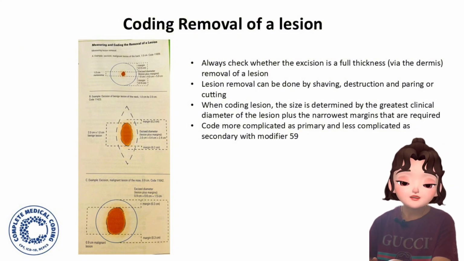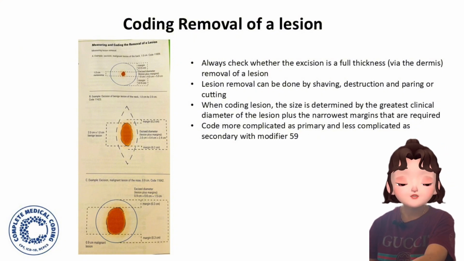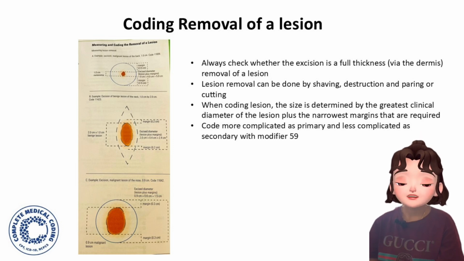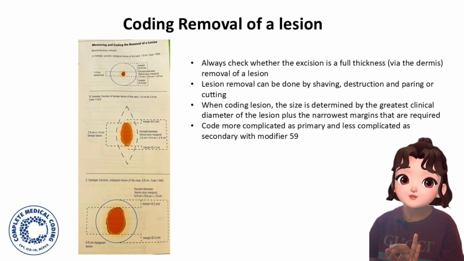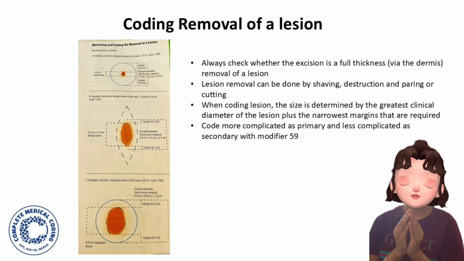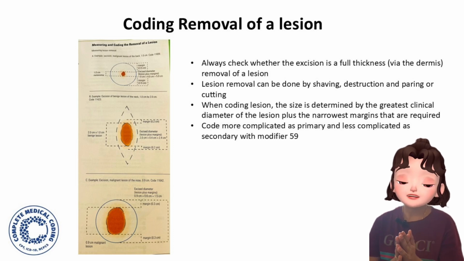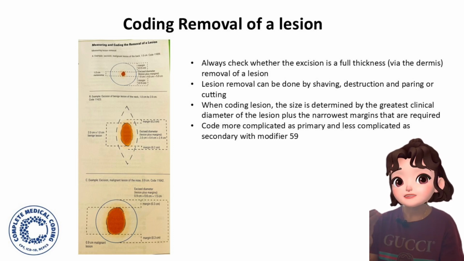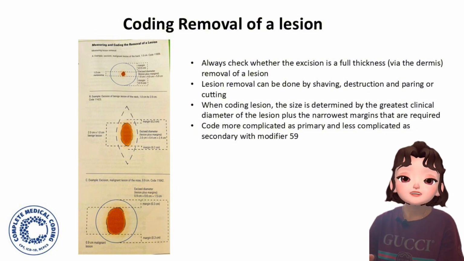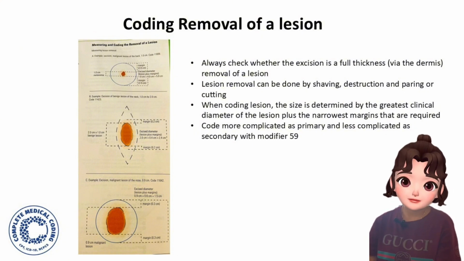You have to code like that, and code more complicated as primary and less complicated as secondary with modifier 59. So if in the question there are three types of wounds, simple, intermediate, and complex, you should always skip the simple one. You should go for only intermediate and complex repair. The more complicated one you code as the primary, and the less complicated one you code with modifier 59.